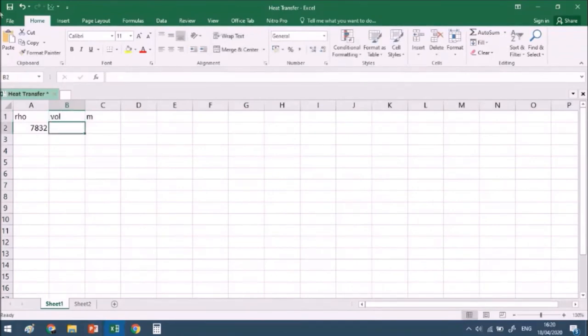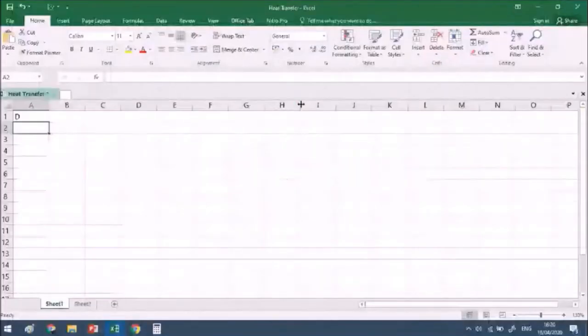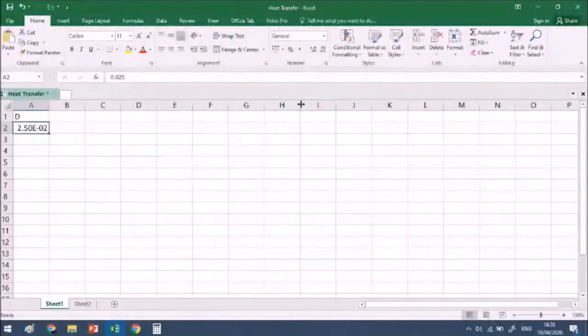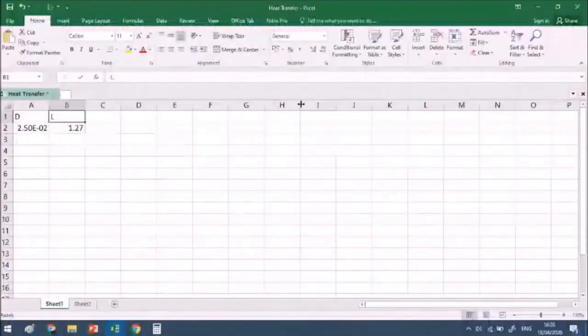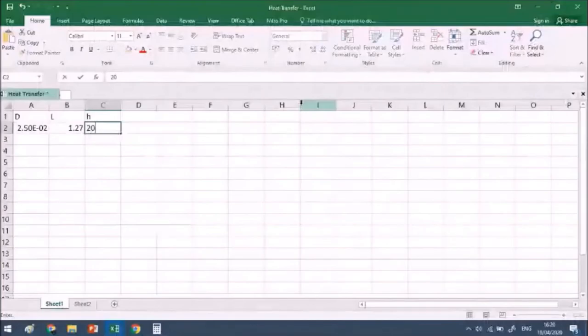Okay, so first let's write the given values here. We have the diameter. Diameter is 2.5 centimeters, 2.5 e to the negative 2, which means that we have converted it into meters. L is 1.27. You have H is 20.